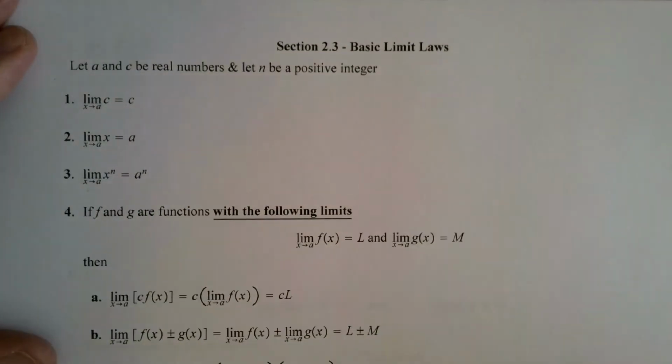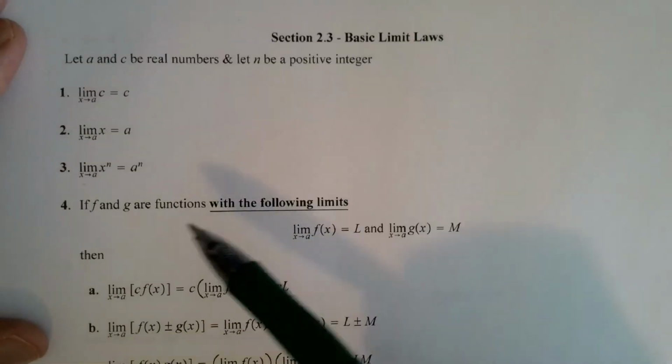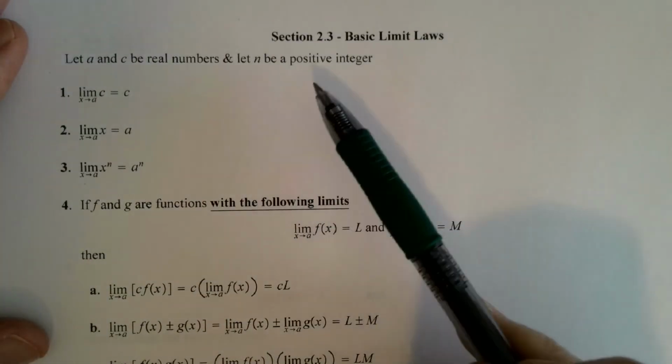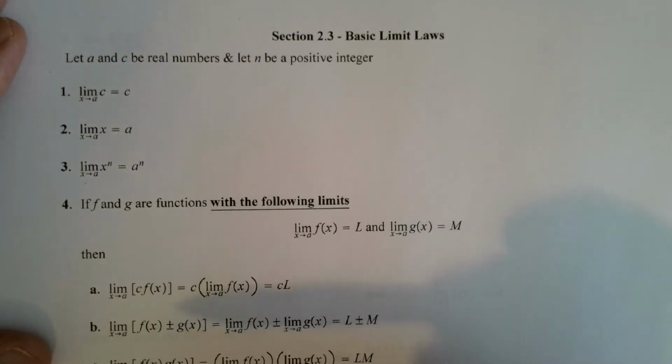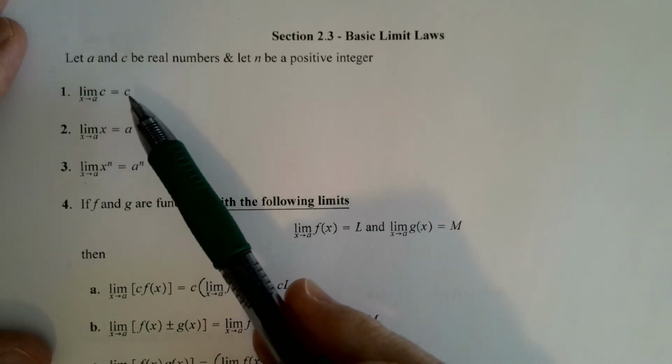We start off real simple though with these basic limit laws here. We'll just go through this list real quick. If a and c are real numbers and n is any positive integer, then we have the following basic limit laws. The limit as x approaches a of a constant is the constant.